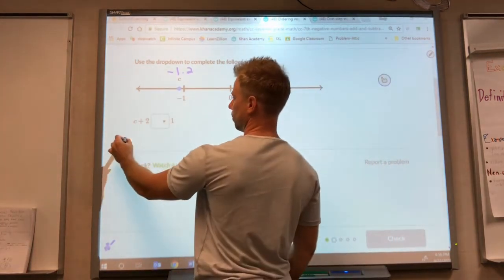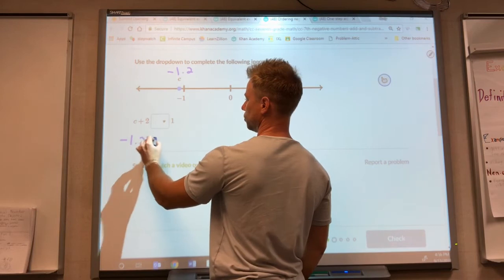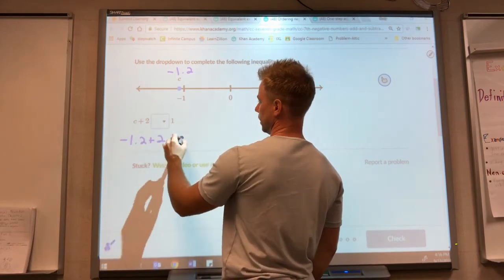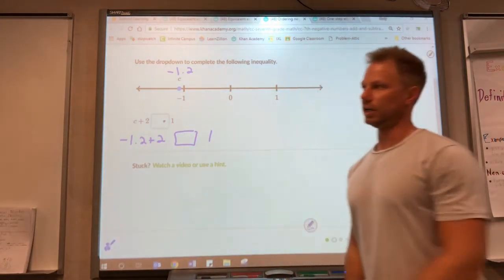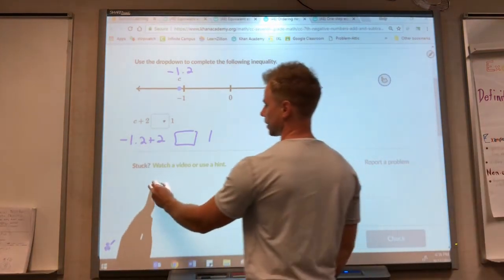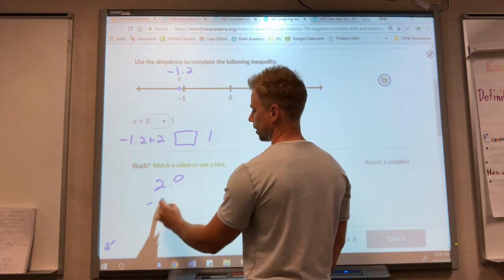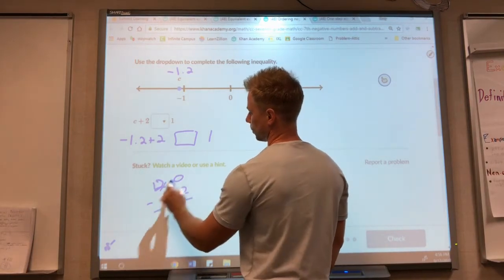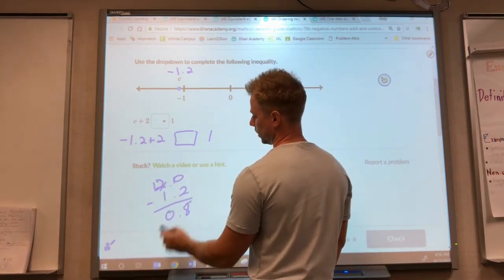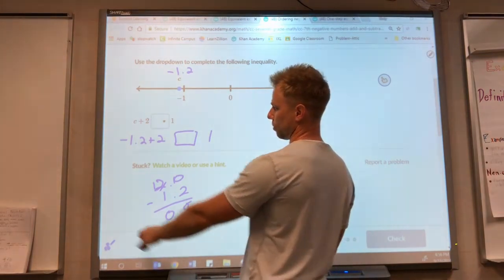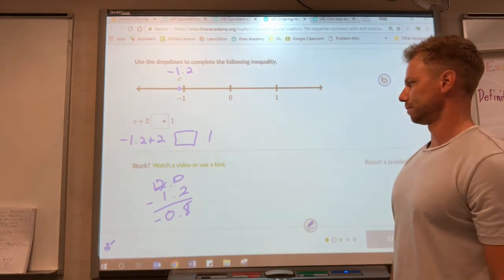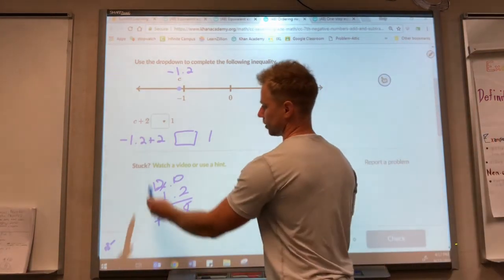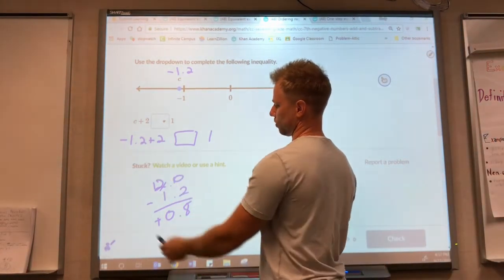Okay, if C is negative 1.2, negative 1.2 plus 2 is something to 1. Well, let's figure out what that is. They're unlike, so we subtract, bigger number on top, and we borrow. We get 0.8. Keep the sign of the bigger number. Oh no, sorry, it's positive because 2 is bigger than 1.2.